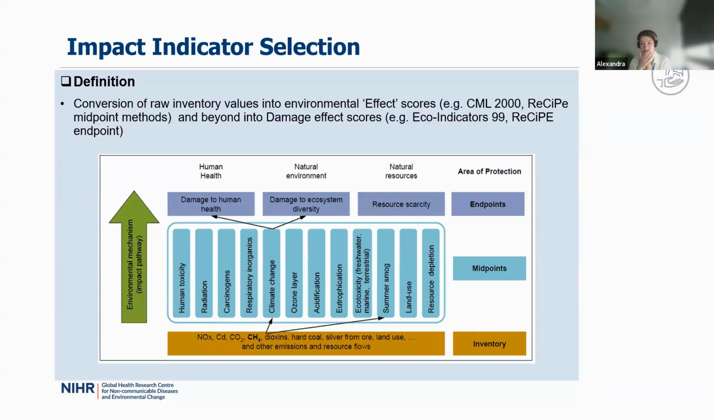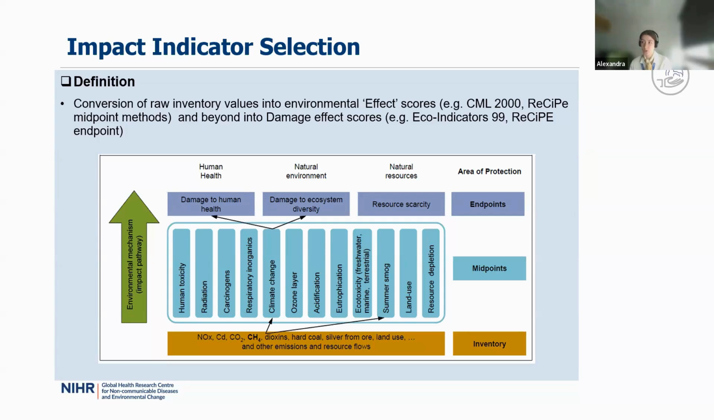Then impact indicators. Once you've done your life cycle inventory, LCI, you've gone on to do your LCA. You need to look at what are the exact values of environmental effect scores that you want to look at. There are a variety of suites of environmental impact groups, and the one I usually use is ReCiPe.